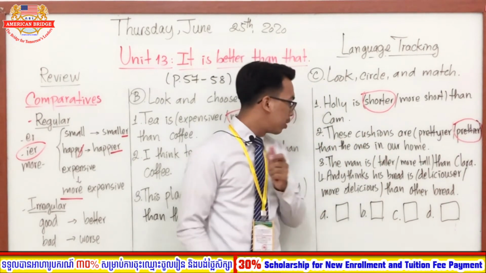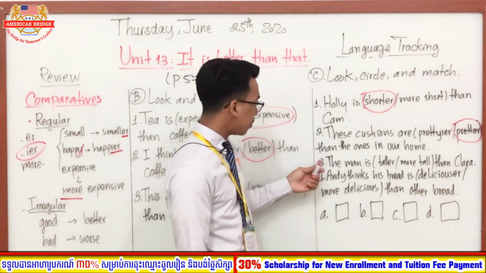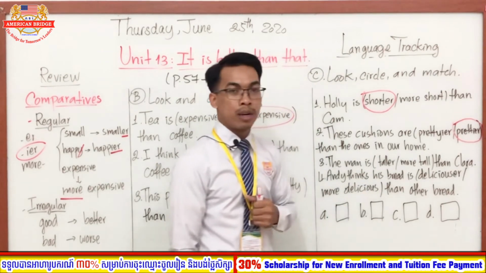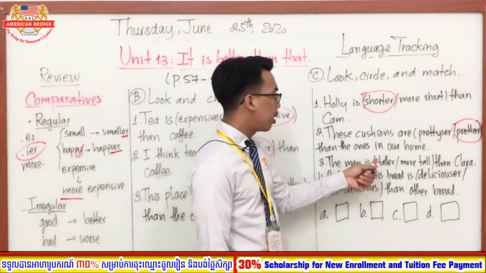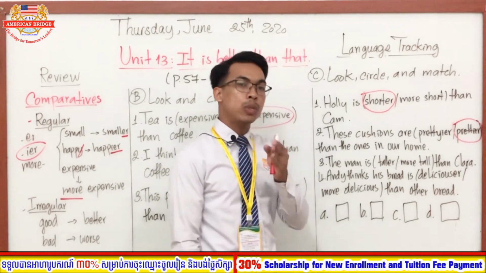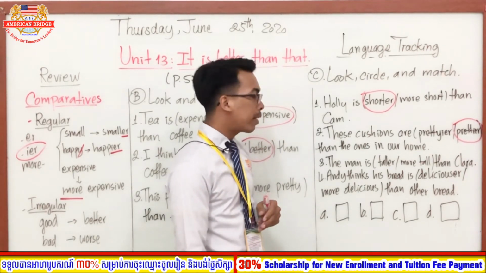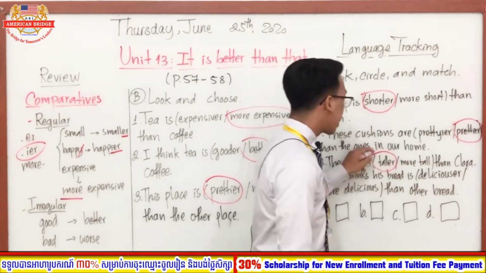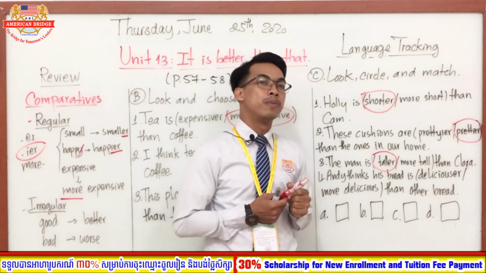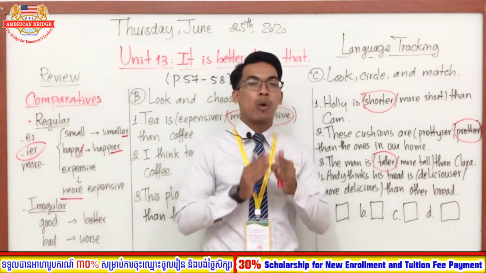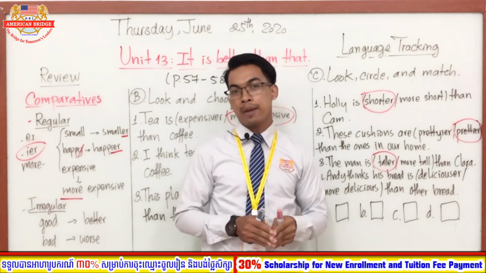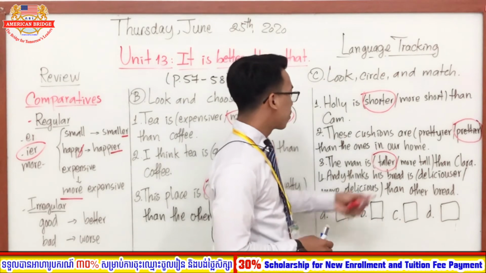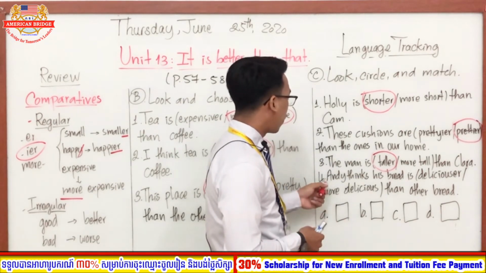Very good. So now let's move on to number 3. The man is taller, more tall than Clara. So which one is the correct answer, everyone? Very good. So the first one, good. Why? Because, yes, it has only 1 syllable. So we just add er. Very good. Okay, so now let's move on to number 4.